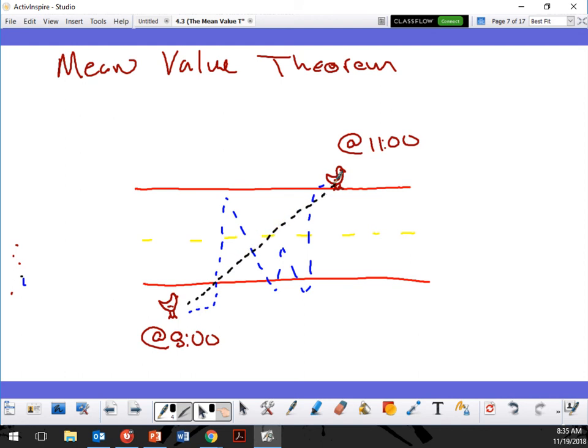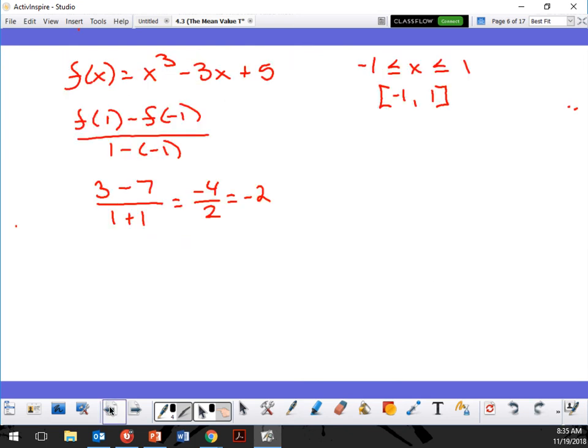Why? You said the slope is going to be the same as that, right? Somewhere in there. We proved somewhere that it is going to happen. Somewhere in there it has to be that. So the slope is going to be negative 2.